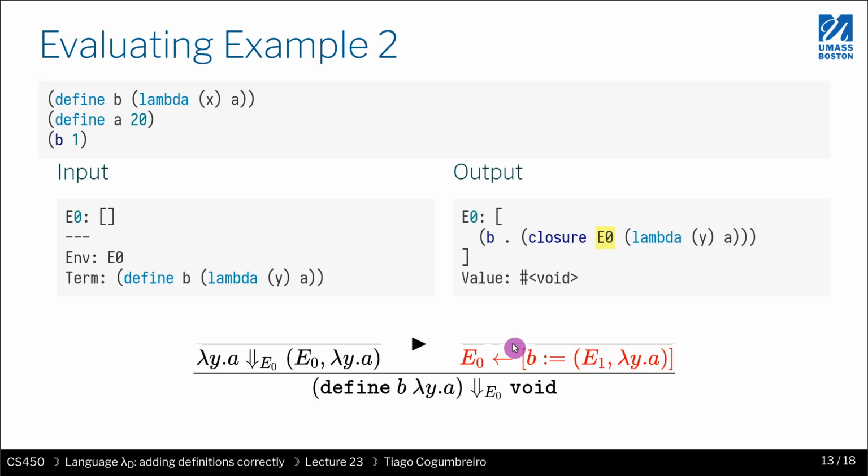So let's see. If we evaluate the first define, this define on the top, which is the input term, and let's say my environment that I'm executing is E0, and everything above the line is the heap. So my heap is initialized with just an environment E0 that is pointing to an empty environment. So let's see how evaluating this define affects the heap, which is defined here, and the return value, which is void.